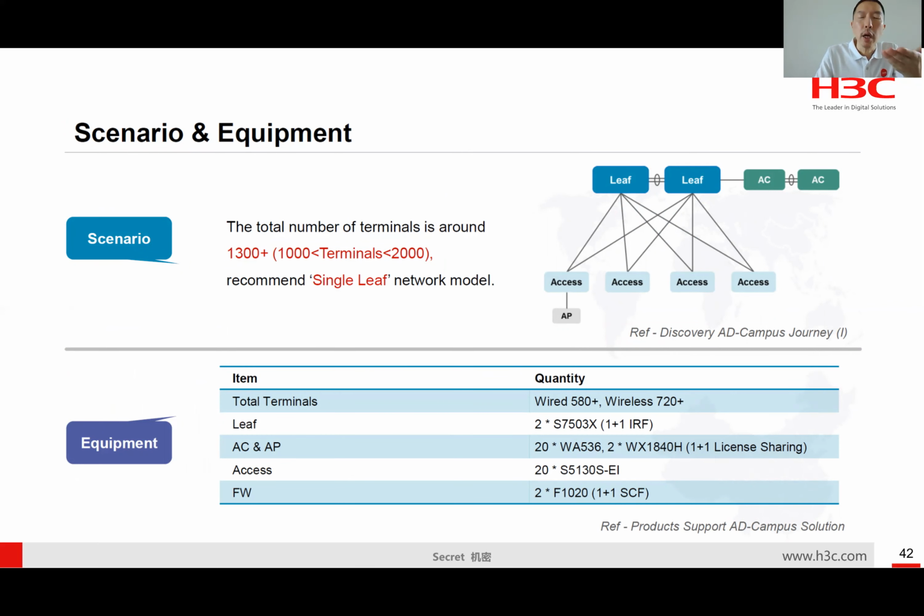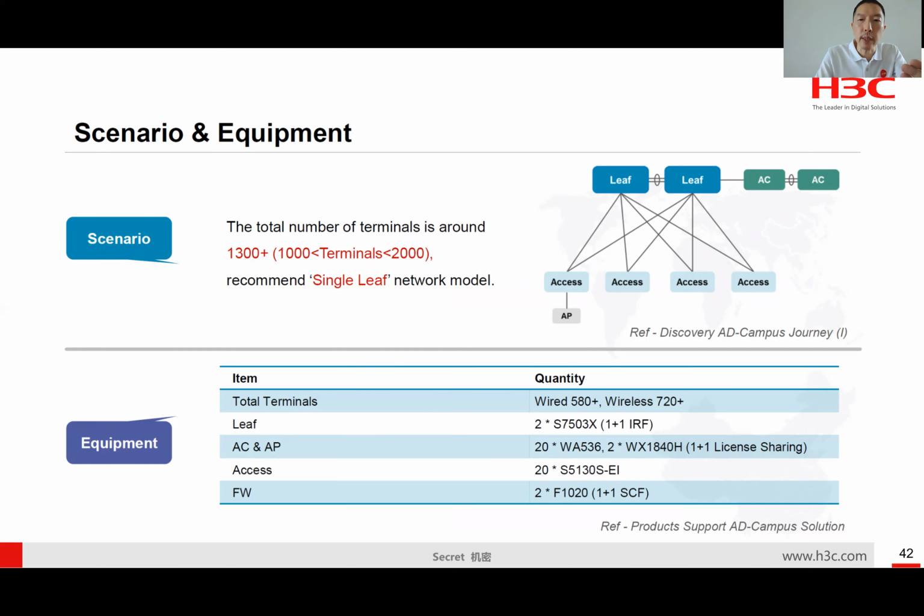Then the proposal, and I will tell you that a leaf and access scenario can meet this kind of requirement. We don't need spine, leaf, and access because putting in one more layer of spine switches makes the cost higher. So in this scenario, for the number of total terminals in this example, for the leaf switches we just deploy our 7503X, the three-slot chassis switches, together with the access controller and access points, and also some access switches and a firewall.